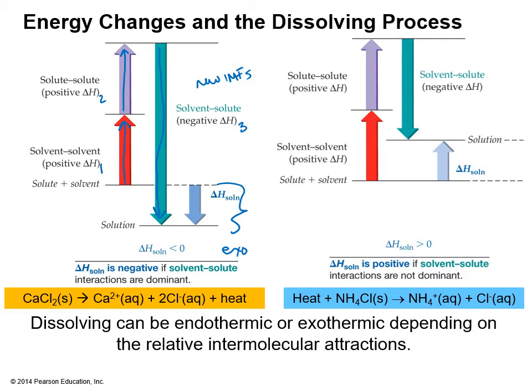Now let's take a look at a similar process. Again, we put in energy to overcome IMFs. We put in energy to overcome IMFs. Then as the new intermolecular attractions form between solute and solvent, we get energy back. But this time we did not get as much energy back. So now we have an endothermic process. So an example of this is dissolving ammonium chloride in water. In this case, the solution gets colder as heat is absorbed from the water.